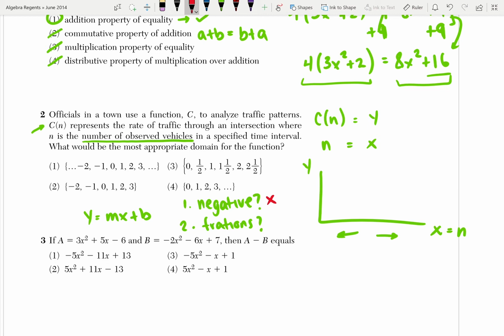And can we have fractions? That also would not make sense. We cannot have a fraction of a car. We either have a whole car, 2, 3, 4, 5, however many cars, or we have 0 cars. We cannot have a fraction of a car. So that would not make sense either.